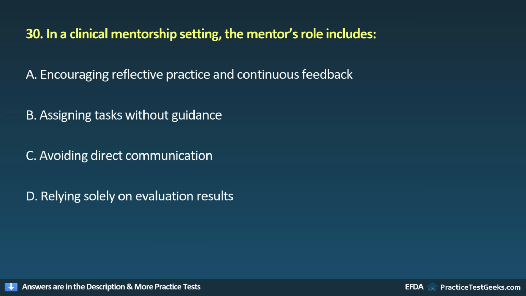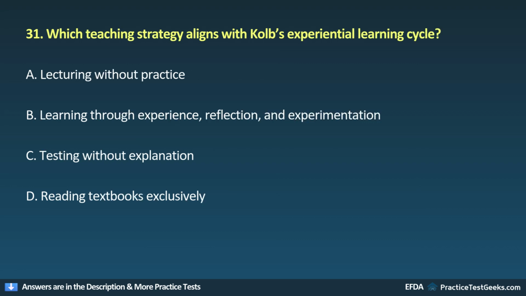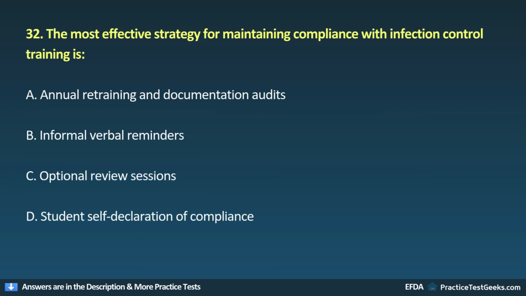C. Avoiding direct communication. D. Relying solely on evaluation results. 31. Which teaching strategy aligns with Kolb's experiential learning cycle? A. Lecturing without practice. B. Learning through experience, reflection, and experimentation. C. Testing without explanation. D. Reading textbooks exclusively.